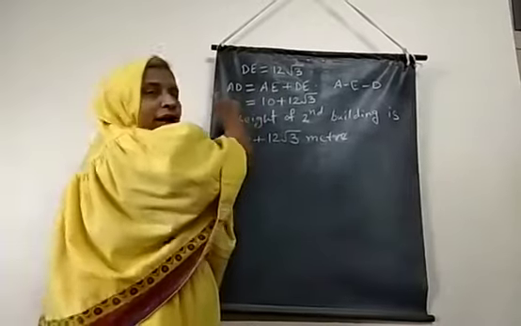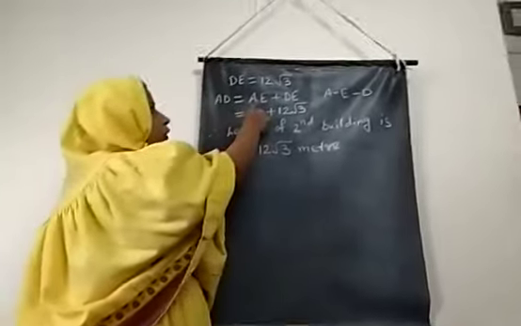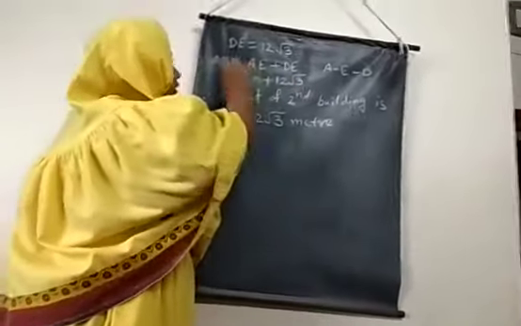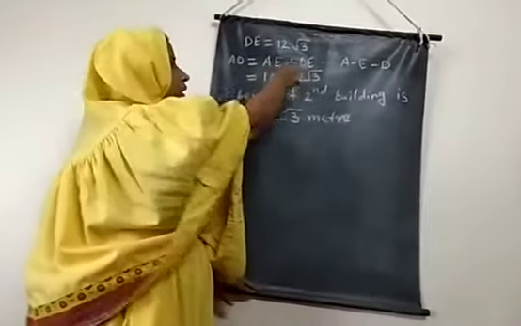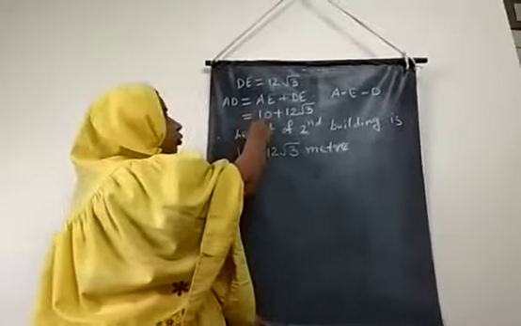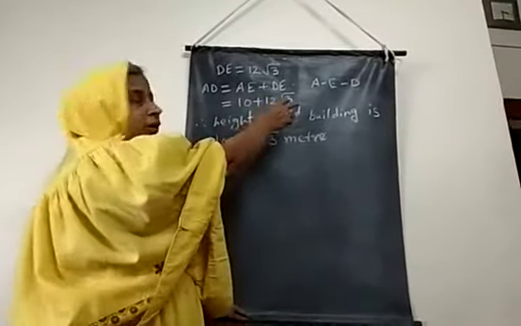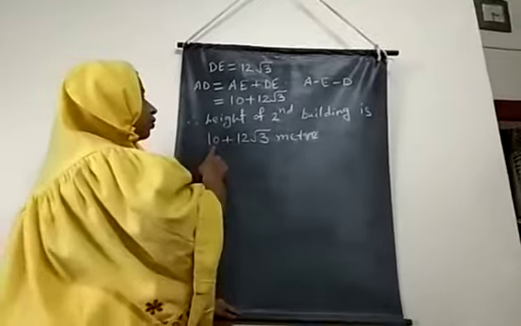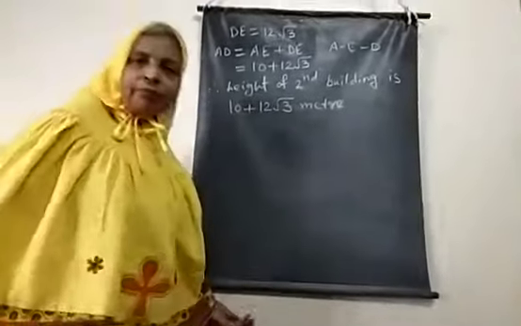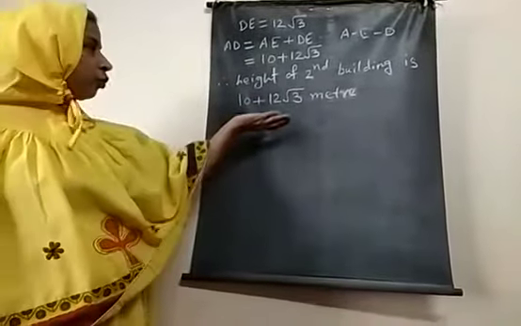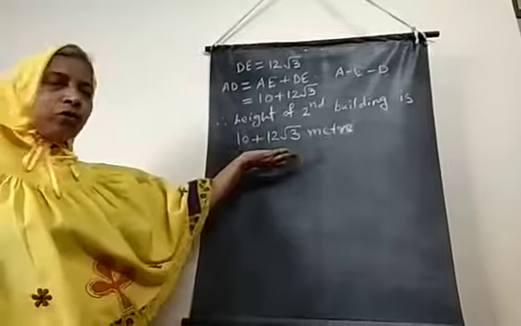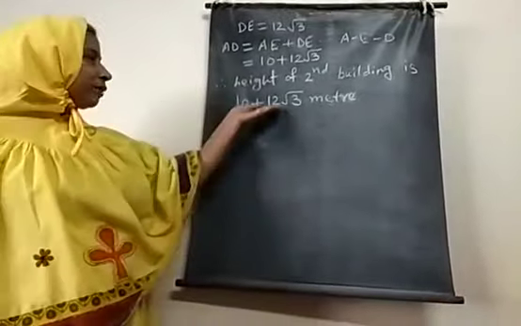Now AD is the height of the second building. AD is equal to AE plus DE, that is, it is divided into two lengths. E is between A and D. Therefore AE plus DE is equal to AD. AE equal to 10, DE 12 root 3. Therefore the height of the second building is 10 plus 12 root 3 meter. The answer is given in this form only. So we are not supposed to put the value of root 3 here. Otherwise, if you want to put the root 3 value and calculate, you can calculate the answer. But the answer is given in this form only.